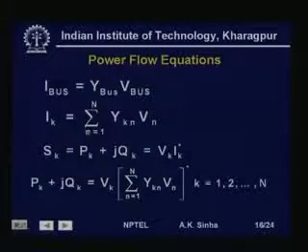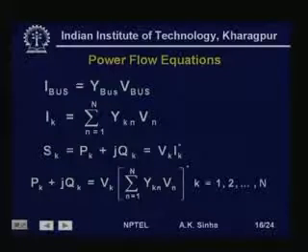I k is equal to summation n is equal to 1 to capital N, where capital N is the number of bus bars in the system. So, I k is equal to summation y k n into V n for small n is equal to 1 to capital N.